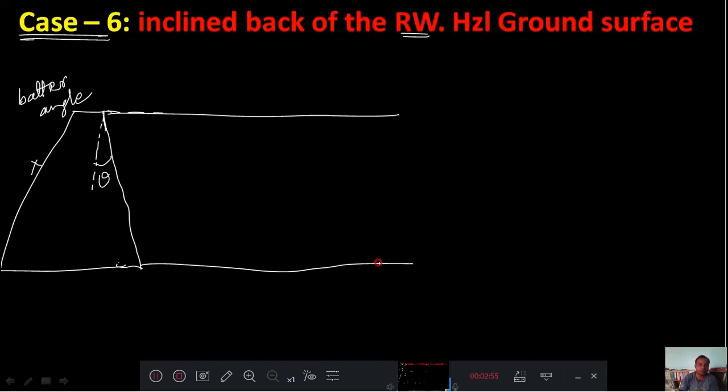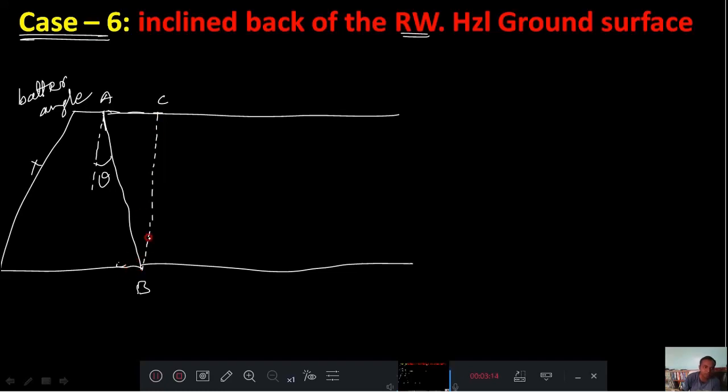Then how to deal with this problem? The problem is very simple to deal with. We need to draw one vertical line at the heel point. We will call this A, this is B, and this is C. Now for this BC line, consider that this is the back of the retaining wall.